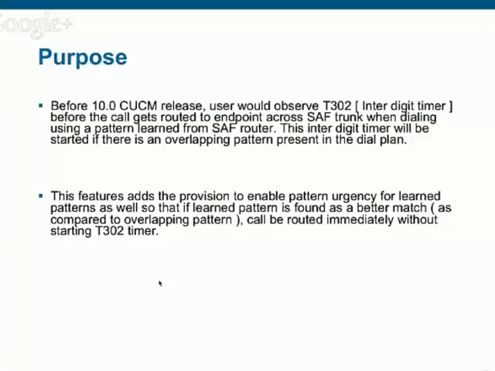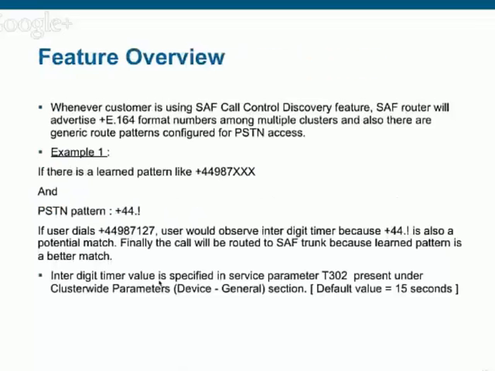Before the 10.x CUCM release, we would see the interdigit timer when, let's say, we are trying to dial out a CCD pattern across a SAF trunk, if there is any overlapping pattern present in your system. It used to work exactly like the urgent priority on a directory number: if there's an overlapping pattern between your learned pattern and your manually configured pattern, it's going to break the tie by using that particular timer.